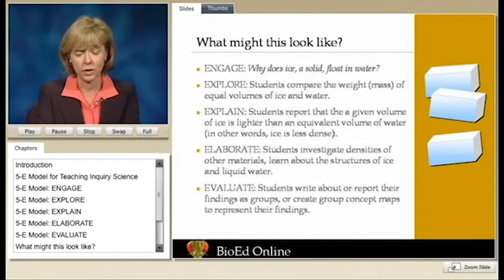This would come in the explain phase, and it would provide a wonderful opportunity in context to explore ideas related to density. In the elaborate phase, students might investigate the densities of other materials and learn about the structures of ice, a solid, which is a crystal, and liquid water. And finally, students would write about or report on their findings in groups, or create group concept maps to represent their findings. So again, a very simple idea, but yet it could go through the 5E model.